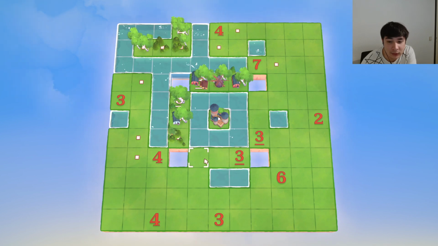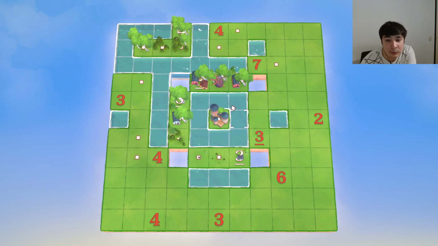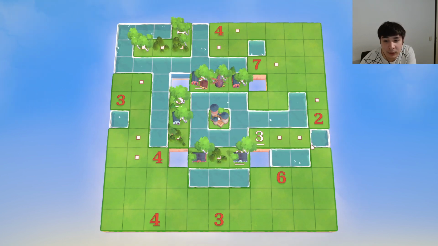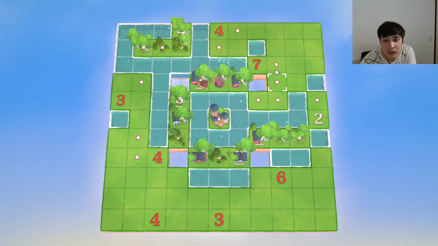So this 3 is actually going to go horizontally, which means this 3 can't go vertically now, since that would isolate this bit of water. So we have this 3 going to the right. And this cell here has to be occupied by the 7.